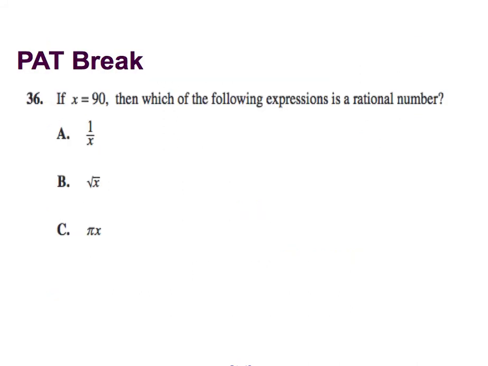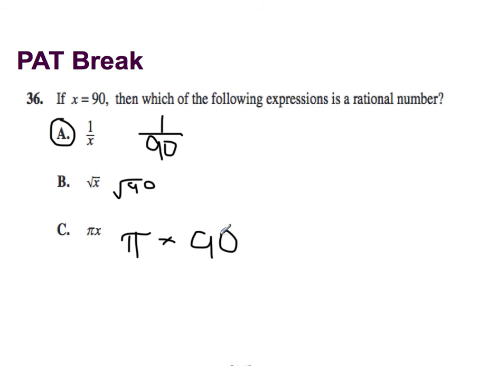So this is an example of a provincial achievement question that happened, I don't know, a couple of years ago. So if x is equal to 90, then which of the following expressions is a rational expression? So the answer is A. 1 divided by 90 is a fraction form. You can put the square root of 90. 90 is not a perfect square, so therefore it's irrational. And if I take an irrational number and I times it by 90, I'm still going to get an irrational number. Okay?